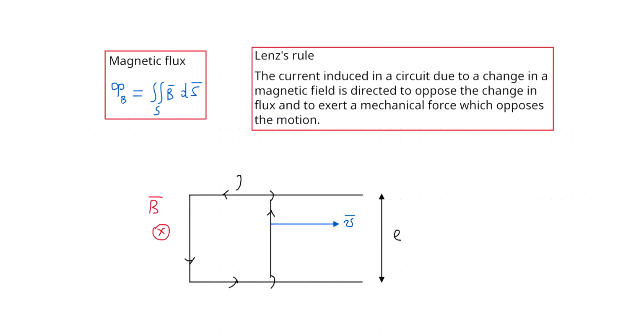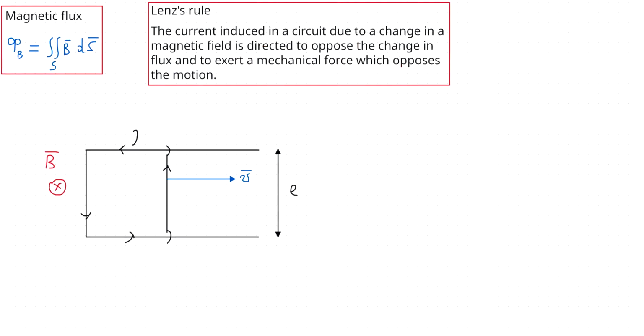Okay, and let's try to define change in magnetic flux. As it was said before, motion of the stick will result in change in area. So change in area will be here. This is change in area because of motion of the stick.